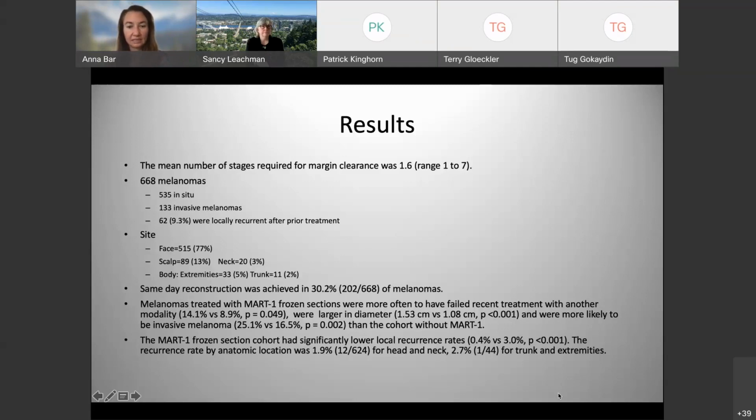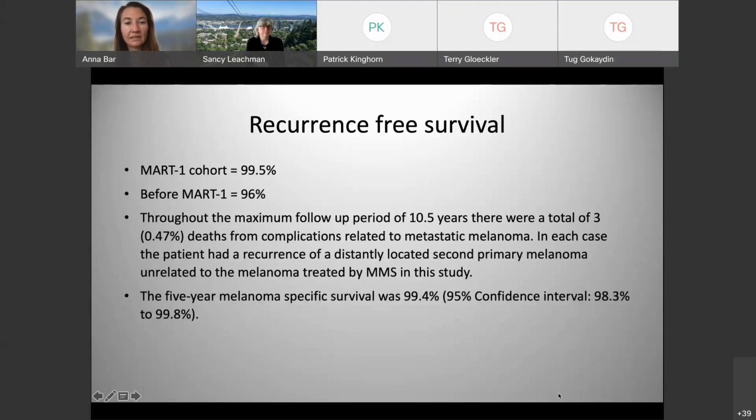We were able to achieve same-day reconstruction in a third of the melanomas, and that was in 2017. But now I would say it's more like 75% that we can achieve same-day reconstruction. And as I mentioned, the survival benefits of using this technique for the patients was very, very good. We had very few deaths and very few recurrences.